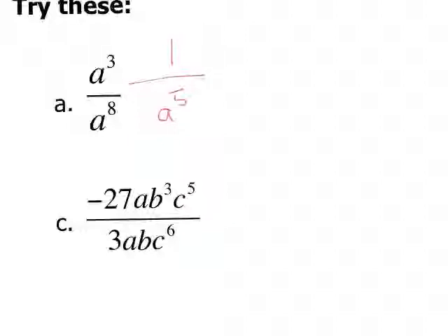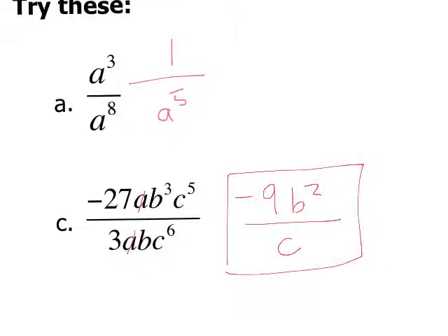Negative 27 divided by 3 is negative 9, and that's on top. My A's, I just have a single A on top and bottom, so those cancel. I have more B's on top, so 3 minus 1 leaves me with B squared on top. And I have more C's on bottom, so 6 minus 5 is just a single C down on bottom. So negative 9B squared over C.